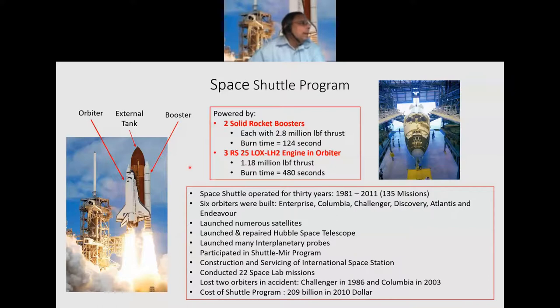Just to inform those of you who do not know too much about the space shuttle, it is powered by three LOX hydrogen engines. And instead of using kerosene, they use solid rocket boosters. Those burn for 2 minutes, and then they are jettisoned and collected from the ocean. The space shuttle continues for 8.5 minutes to orbit. And this is what you are seeing, the external tank, which carries the liquid hydrogen and the liquid oxygen.